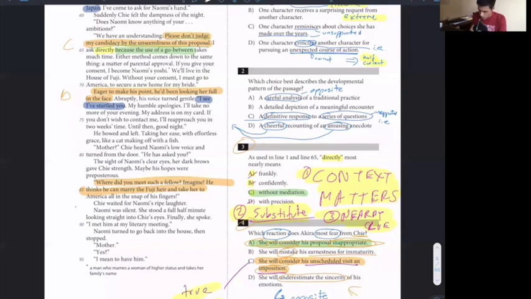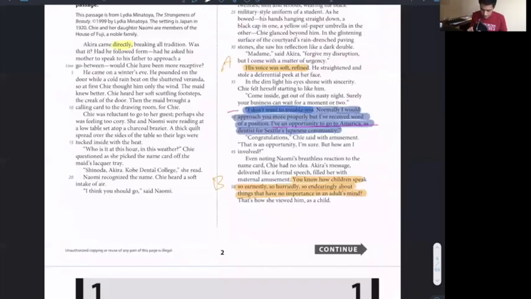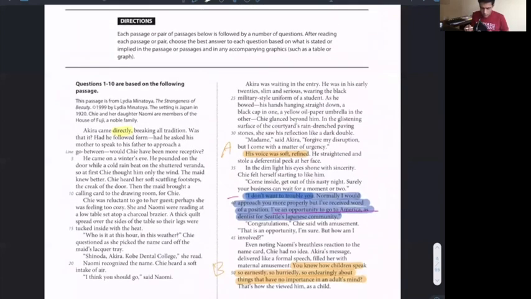So let's check this with the others up here. So confidently, frankly, without mediation, with precision. So let's go up here. The first thing we do is substitute. So we have, Akira came frankly, breaking all tradition. Akira came confidently, breaking all tradition. Akira came without mediation, breaking all tradition. And Akira came with precision, breaking all tradition. So just through this, we should realize that Akira came without mediation, breaking all tradition, right?